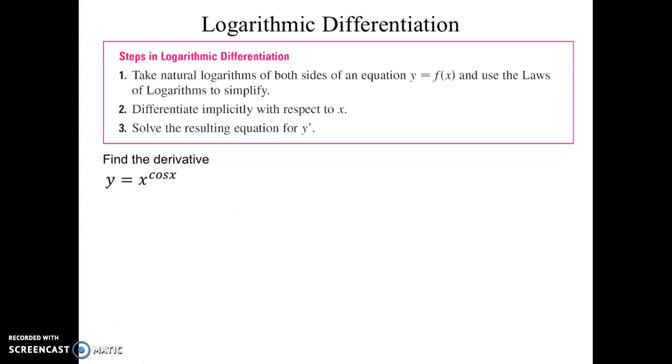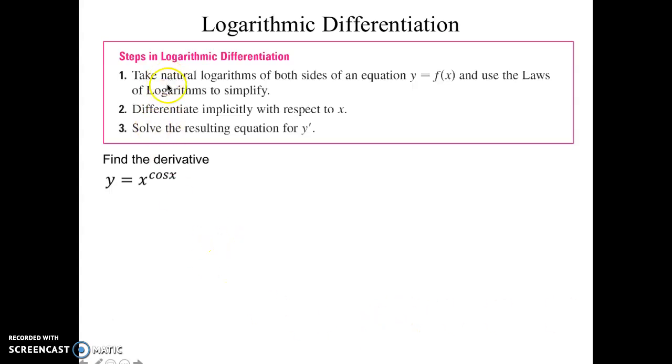So this is MAT221, Calculus 1. We're in section 3.7 talking about derivatives of logs and logarithmic differentiation. This is video 2. We were talking about finding the derivative of x to the cosine of x.